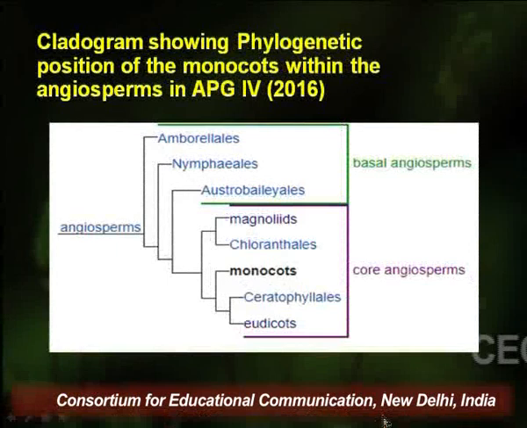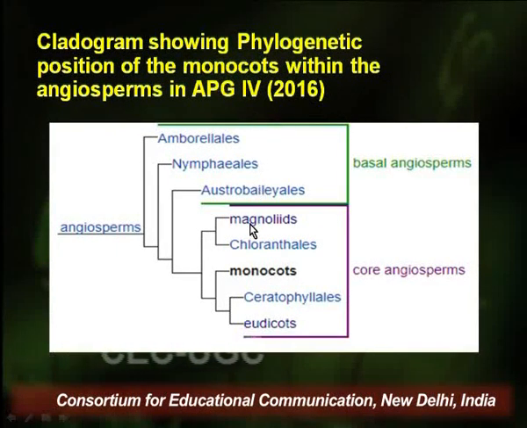You can very well see here the cladogram showing the phylogenetic position of monocots within the angiosperms. We can see the angiosperms, as I told you, there are basal angiosperms and the core angiosperms. It has been divided broadly. So, I talked about Amborellales, Nymphaeales and Austrobaileyales, which was the ANA grade. These were the basal angiosperms. Monocots fall in the core angiosperm group. So, you can very well see the position of monocots here.